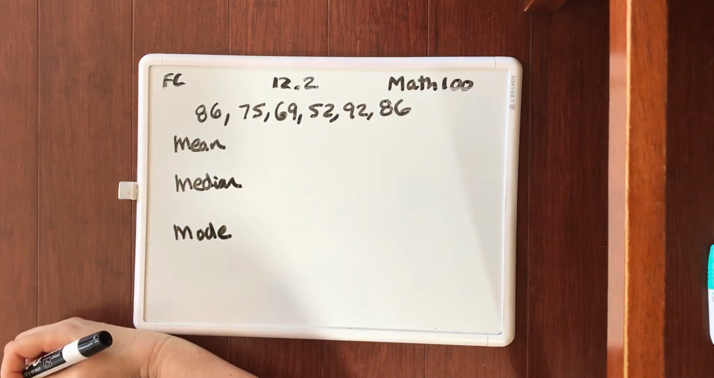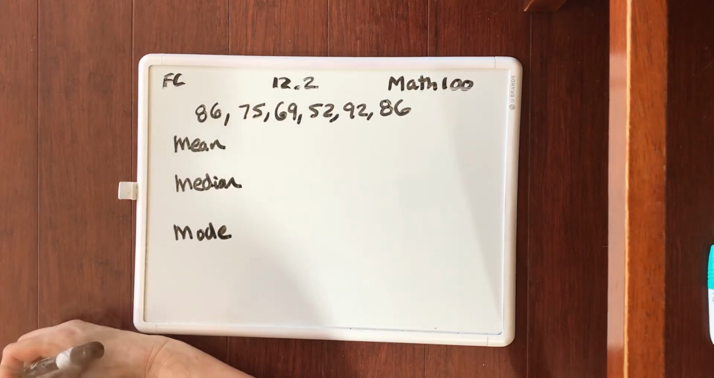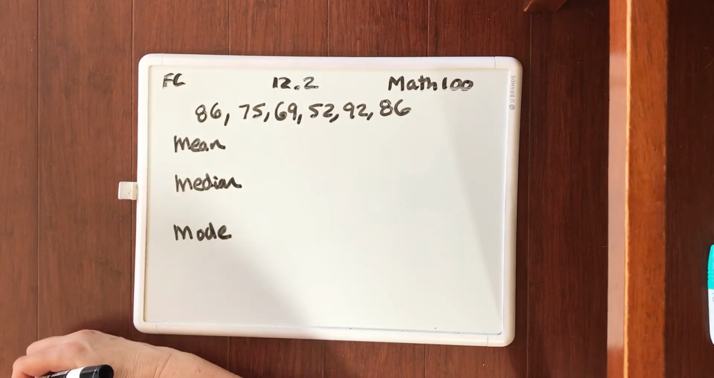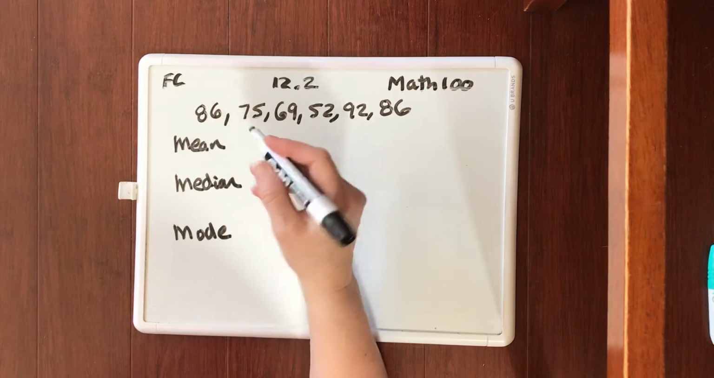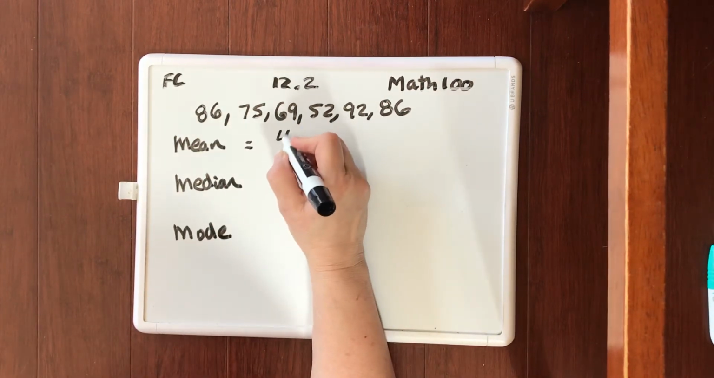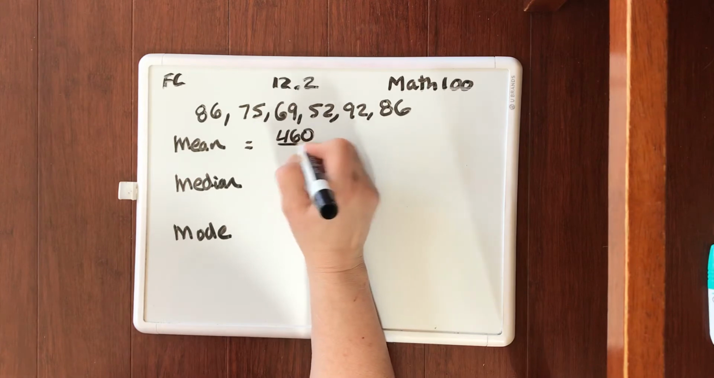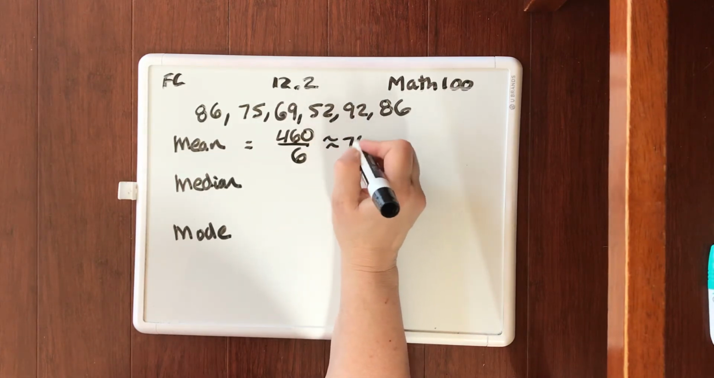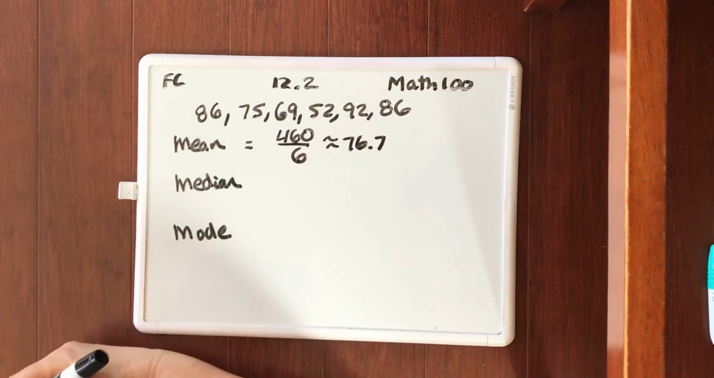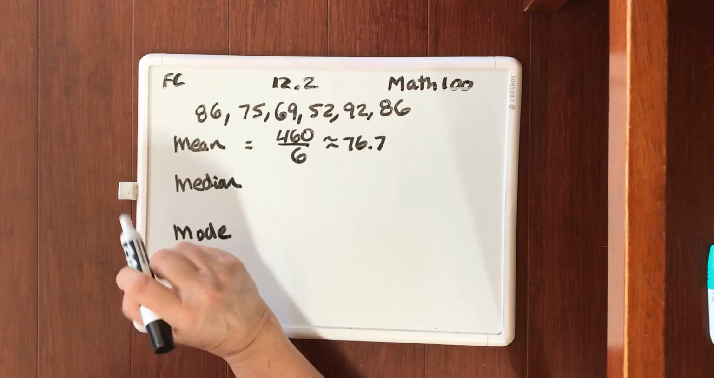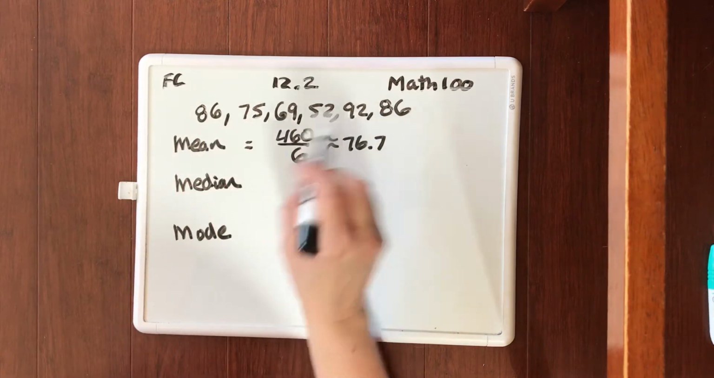Okay, you can stop the video and try it out. Okay, now assuming you tried it out, for the mean, when you add these all up, you should get 460 divided by 6, which is approximately 76.7. All right, and that would be adding them up and divide by how many we have. 1, 2, 3, 4, 5, 6.